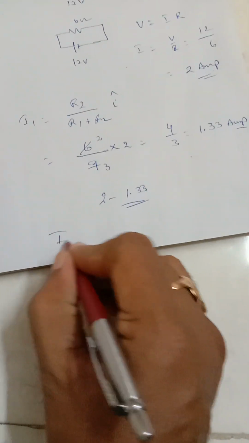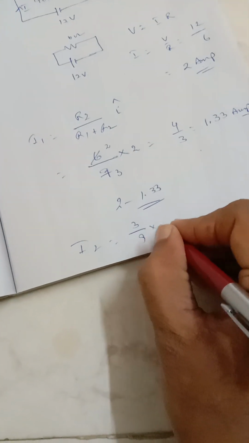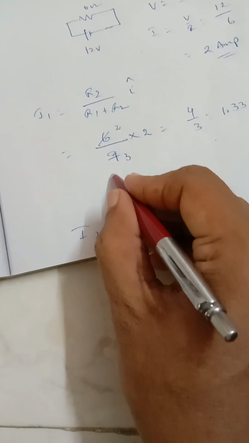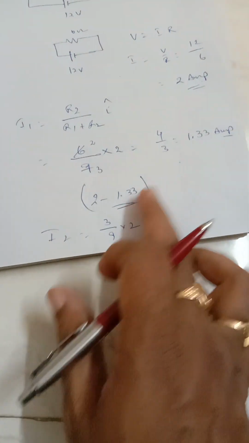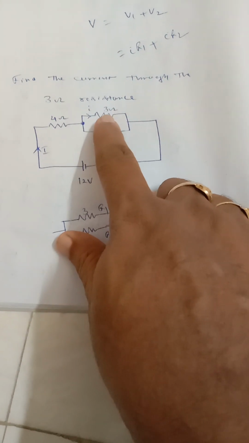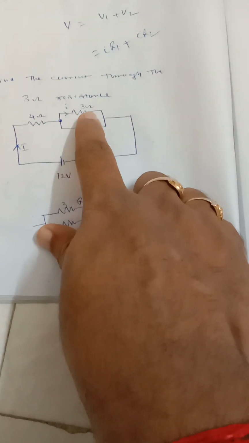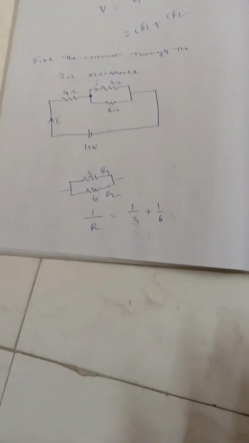Suppose anybody is asking I2, then we have to take R2 as 3, so 3 by 9 into 2. Or we can do 2 minus 1.33, where 2 amperes is the total current. Anyway, we can do it. So this is the method. We have to solve problems like this. For any separate branch, if they are asking what is the current flowing through this resistance, this is the method we have to use to solve the problem.